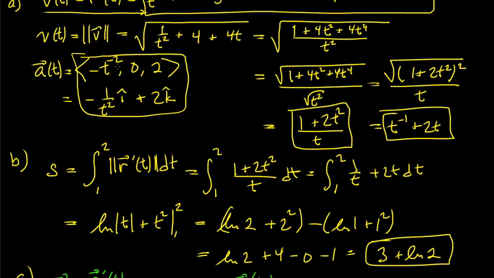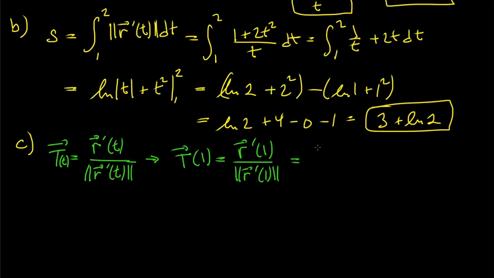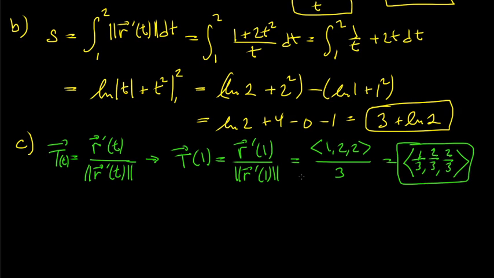So what was the velocity? It was (1/t)i + 2j + 2tk. So if t is 1, we just get i + 2j + 2k, or (1, 2, 2). And the magnitude of that is 3. Right? So 1 plus 4 plus 4 is 9. Square root of 9 is 3. So we just get the vector with components 1/3, 2/3, 2/3. Okay, so yeah, that's the easy one.